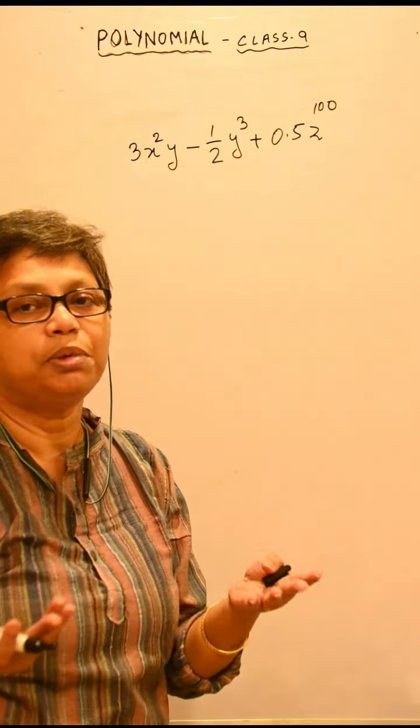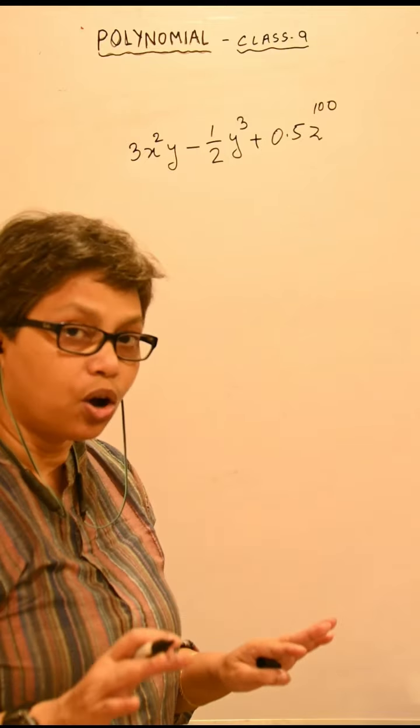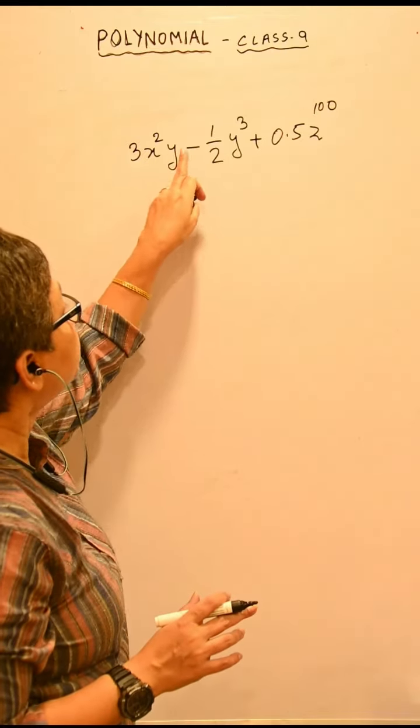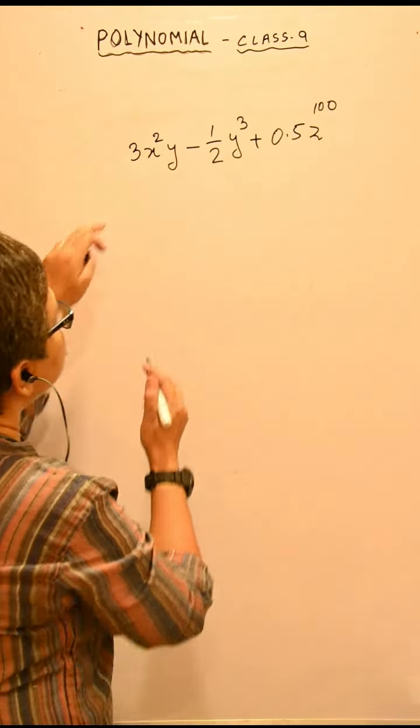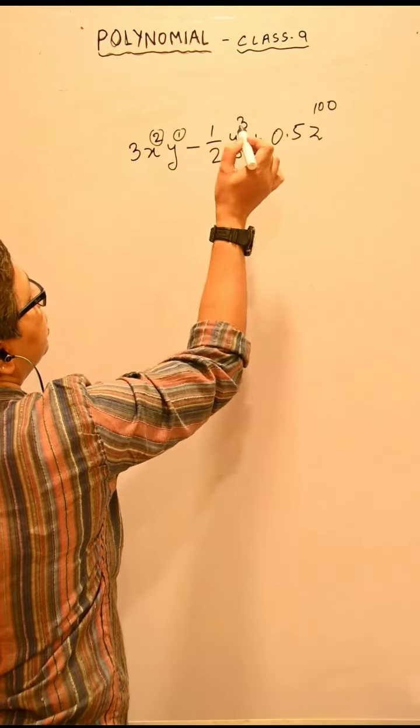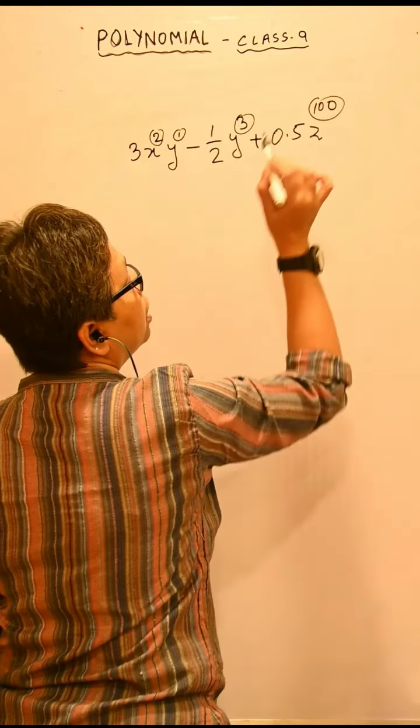The constants can be any real numbers. There is no restriction on the constants. But all the variables, as you can see, have powers that are only whole numbers. Here it is 2, here it is 1, here it is 3, and here it is 100.